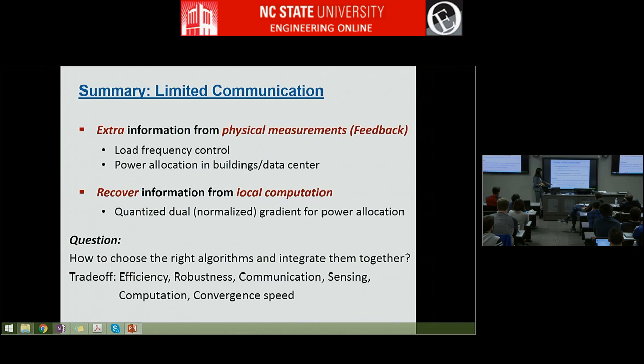To answer this question, we need to understand the trade-offs between them. Here I focused on just one dimension, communication: can I reduce communication but still guarantee efficiency? I didn't talk much about robustness or convergence speed. We haven't got all the results. You can imagine that when I push in one direction, some other direction probably goes bad. So how do we capture the whole spectrum of algorithms? This is important for architecture design, because at different levels of the power grid I probably care about different things. So I will choose different algorithms at different layers and then combine them together in order to promote the whole smart grid. Thank you so much.